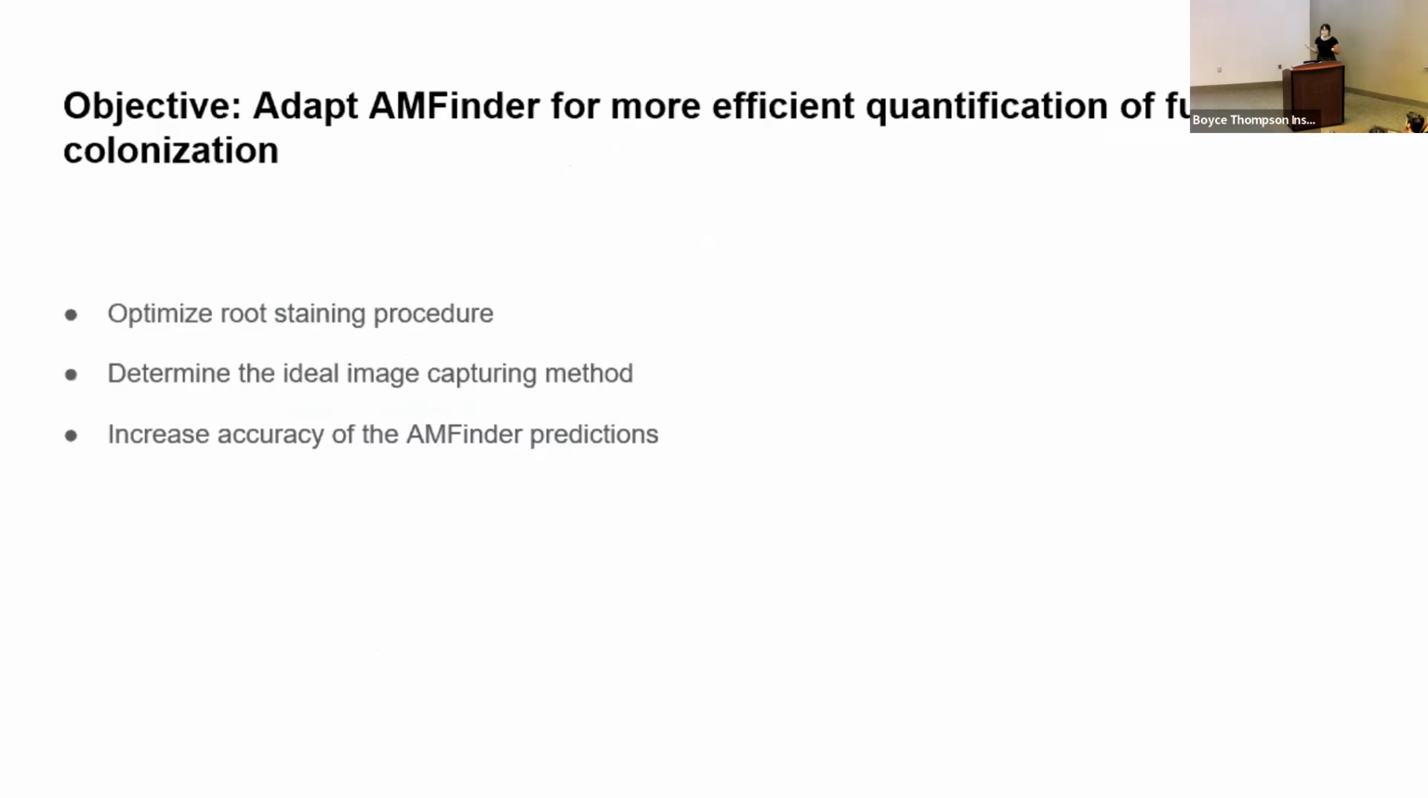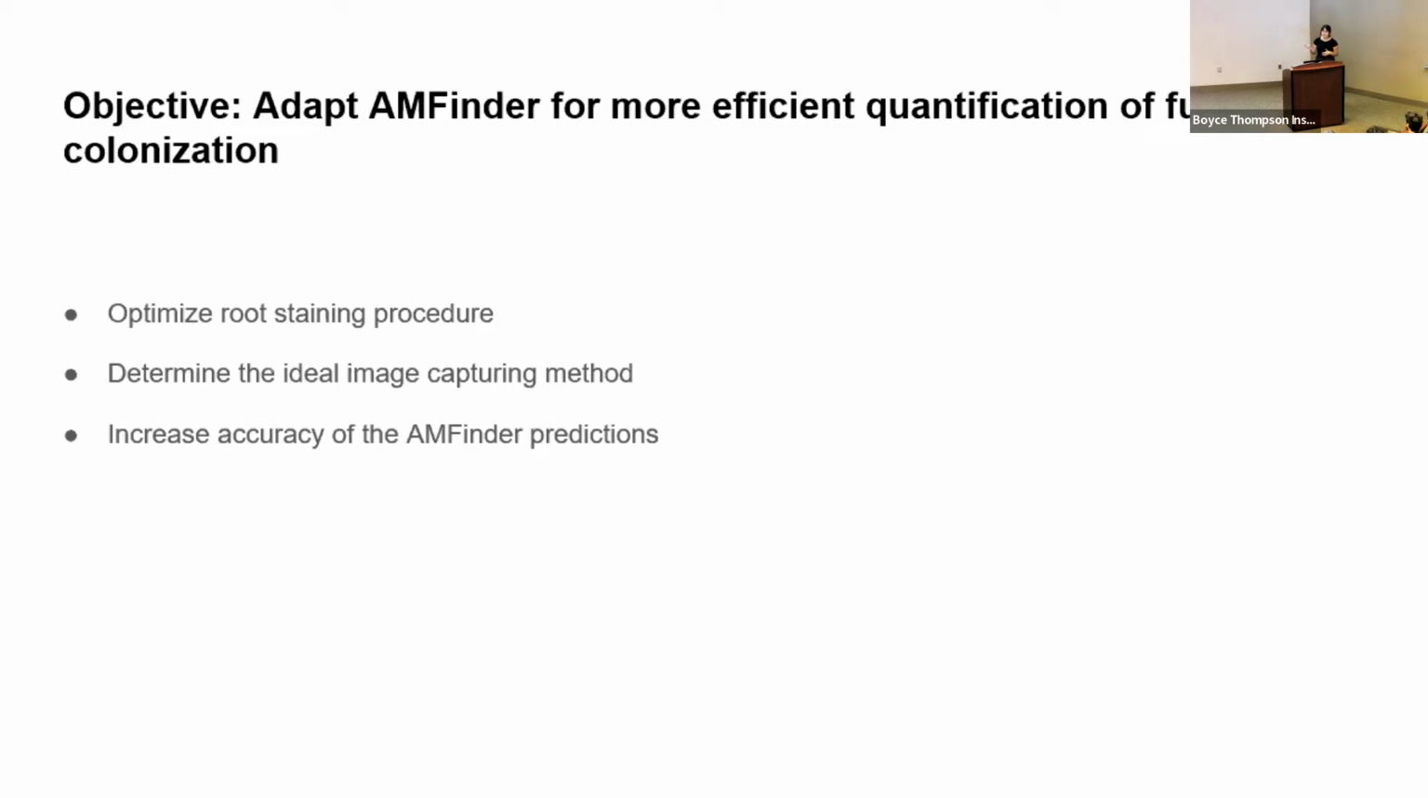So the objective for my project this summer was to adapt AmFinder for use in our lab so that way we could more efficiently quantify fungal colonization levels in roots. To do this, I first needed to optimize the root staining procedure. In order for colonization levels in roots to be visualized, the roots must first be stained. There are a number of different methods to do so, but the program was originally trained on ink-stained roots, and so that was the method that we would be using.